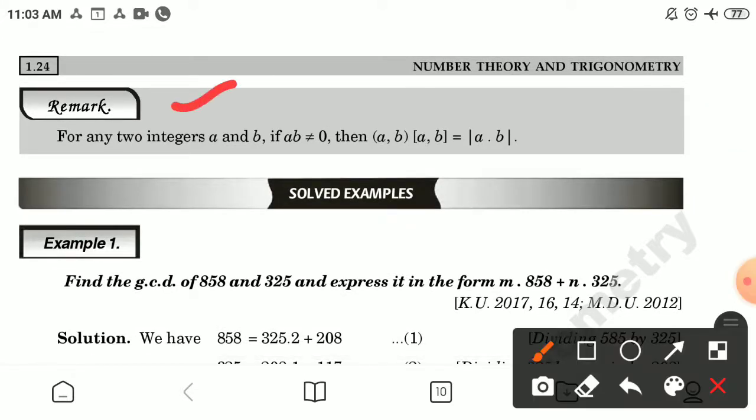Now make a remark: for any two integers A and B, if their product is not equal to 0, then the greatest common divisor of A and B times the least common multiple of A and B is equal to the simple product of A and B.